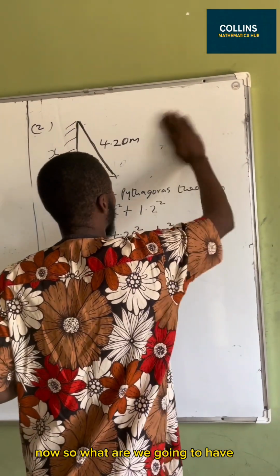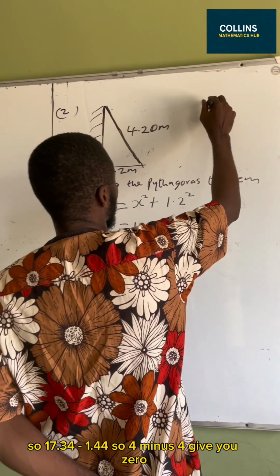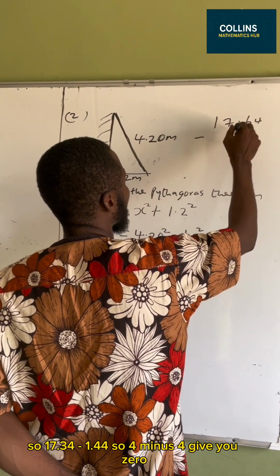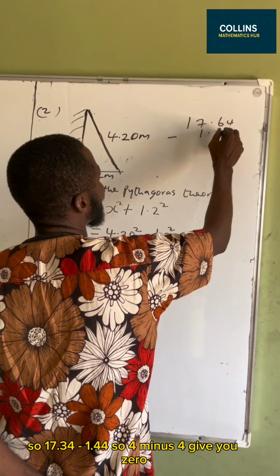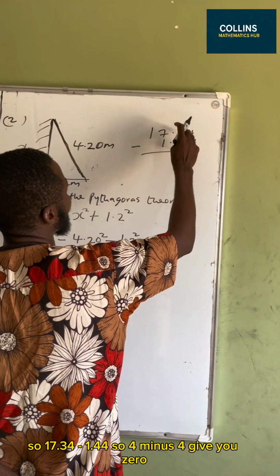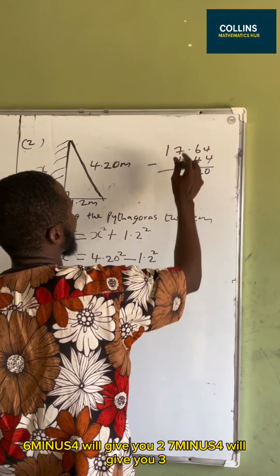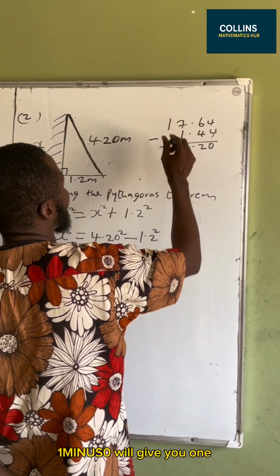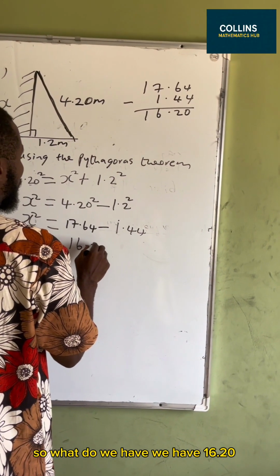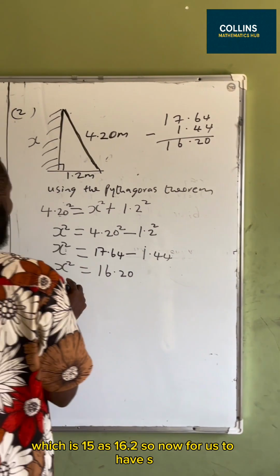Now x squared is equal to, now we have to remove this from this now. So what are we going to have? 17.64 minus 1.44. So 4 minus 4 give you 0. 6 minus 4 will give you 2. 7 minus 1 will give you 8. 1 minus 0 will give you 1. So what do we have? We have 16.20, which is different than 16.2.